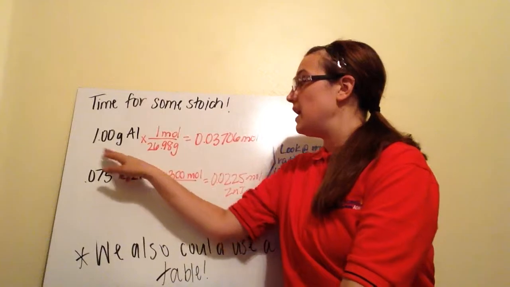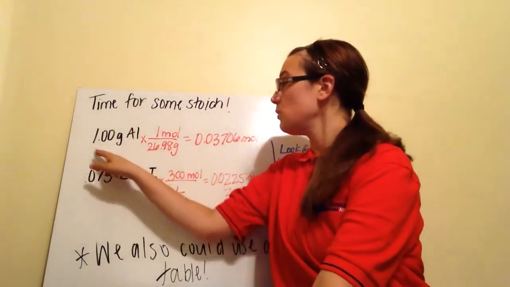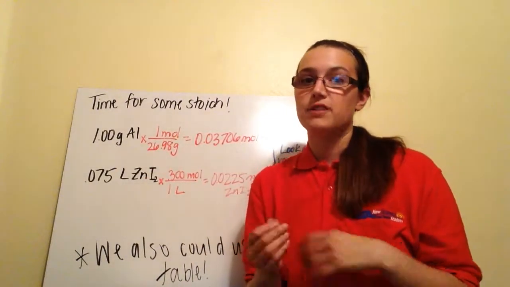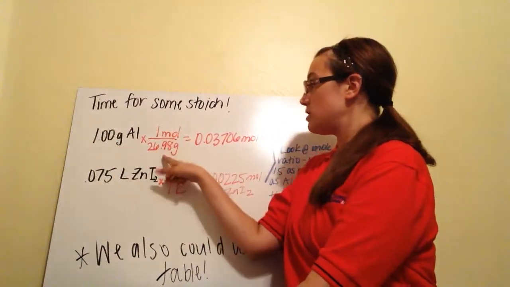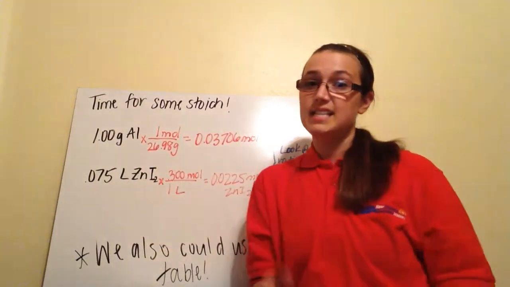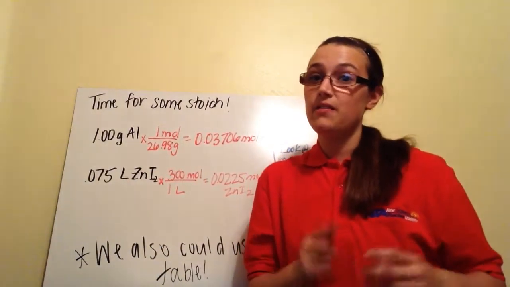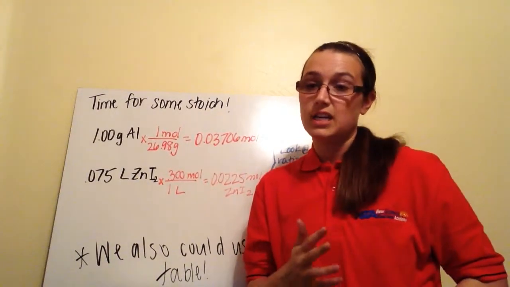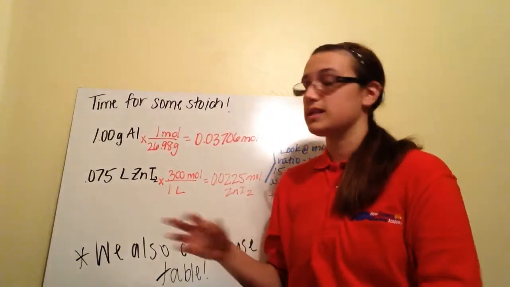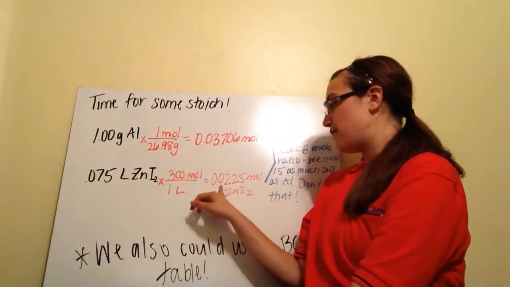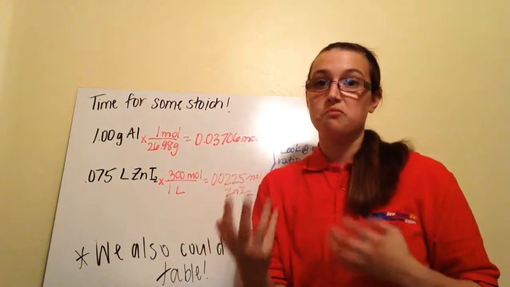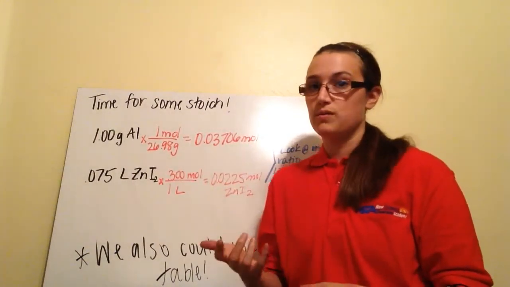So what I have set up is our given information for our aluminum, which is grams, and I went to moles. Remember, whenever you're doing stoichiometry, you have to convert to moles. So I went from grams to moles of aluminum, and I got 0.03706 moles. Then I did the same thing for the zinc iodide, but I was given volume and molarity. So what I actually can do is use the volume and the molarity that we were given in order to find moles. So that's what I did with this zinc iodide, and I found 0.0225 moles of the zinc iodide solution. So now I have moles of both reactants. I have moles of aluminum, I have moles of zinc iodide.